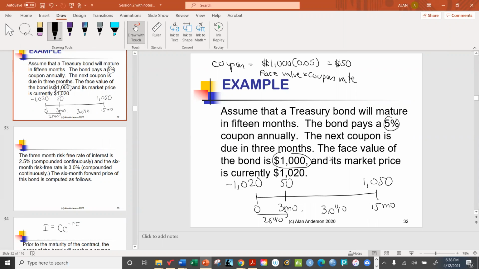What's going to happen is we're going to try to figure out the 6-month forward price of this bond. Okay, so in other words, the first 2.5%, this is 2.5% for the 3-month rate. The 6-month rate is 3%. We're going to need both of those.